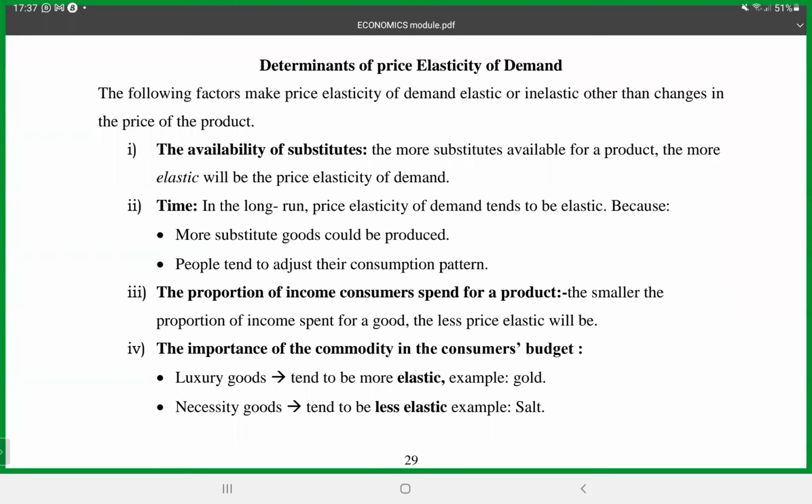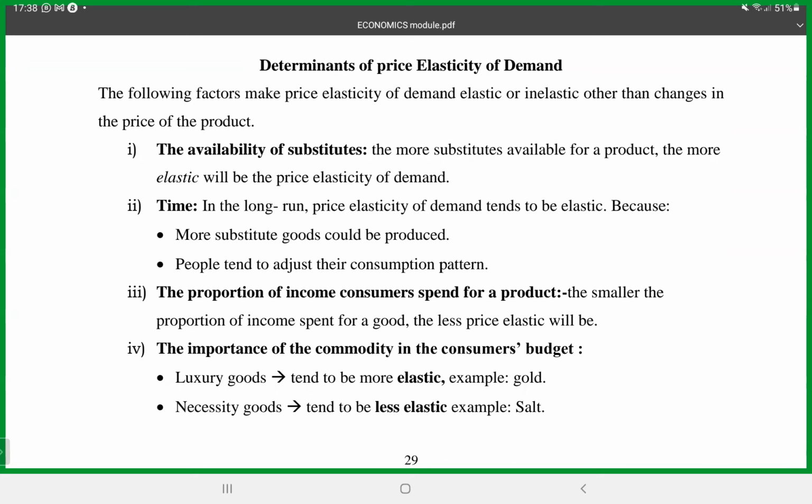Time also is said to be one of the determinants of the price elasticity of demand, of course. It is said that in the long run, the price elasticity of demand tends to be elastic. This is because more substitute goods will come to the market. They will be produced as time passes. As a result, people will start adjusting their consumption pattern in the long run as time goes on. When the product is just newly introduced on the market, people do not respond much to changes in price.